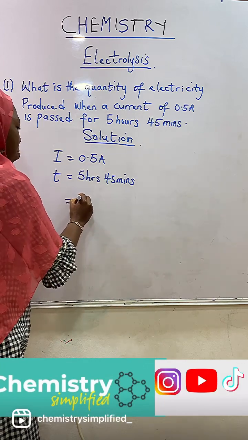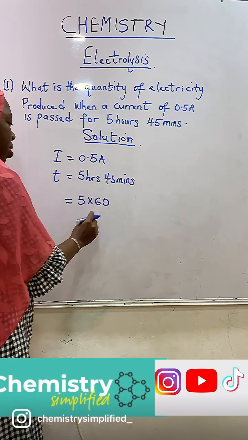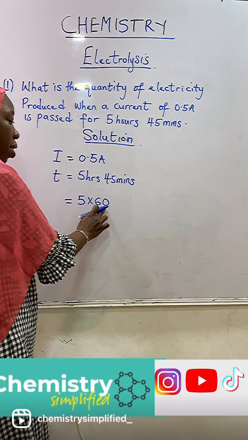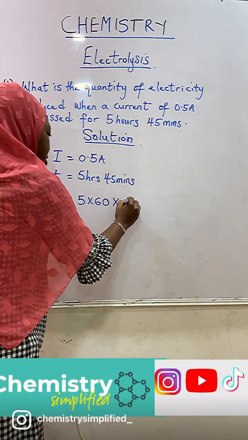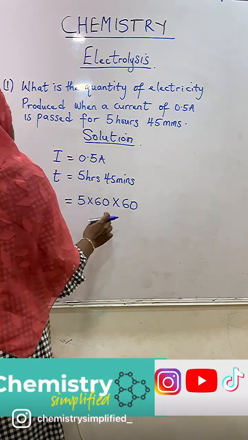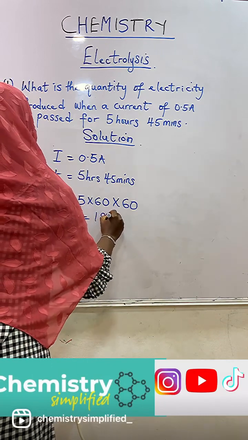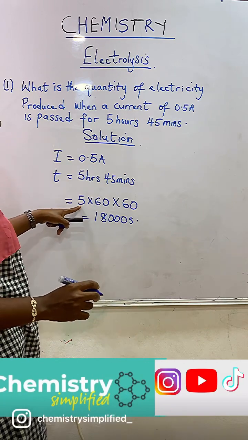If you want to convert the 5 hours into seconds, we first of all multiply our 5 by 60. When you multiply your 5 by 60, it means you have converted it to minutes. Now, in order to convert it to seconds, you multiply again by 60. When you multiply 5 times 60 times 60, what do we get? We get 18,000 seconds. So that is for our 5 hours.